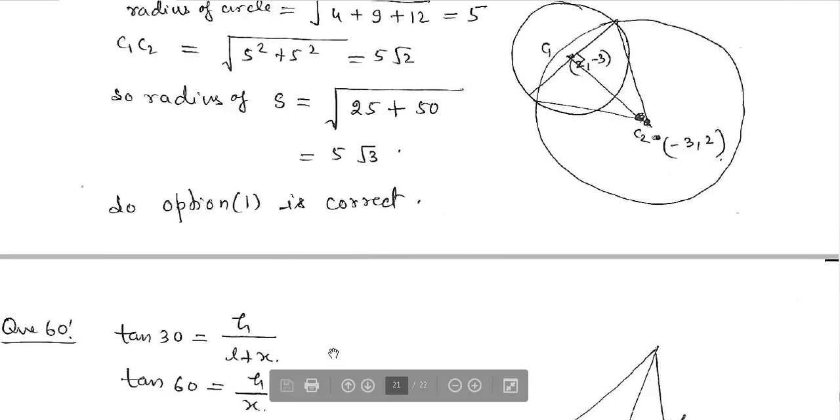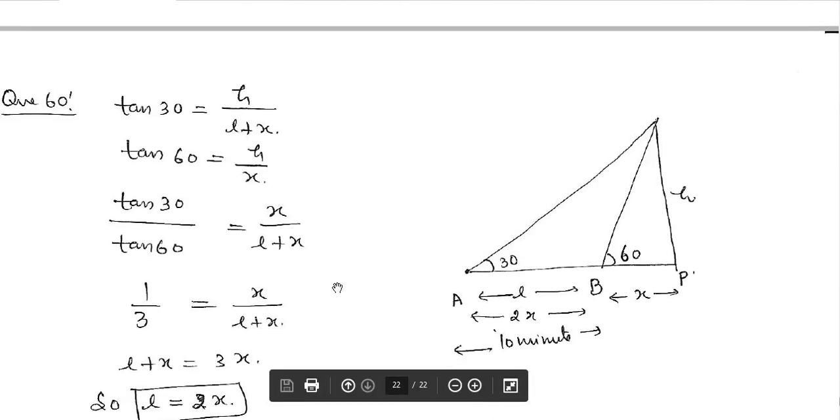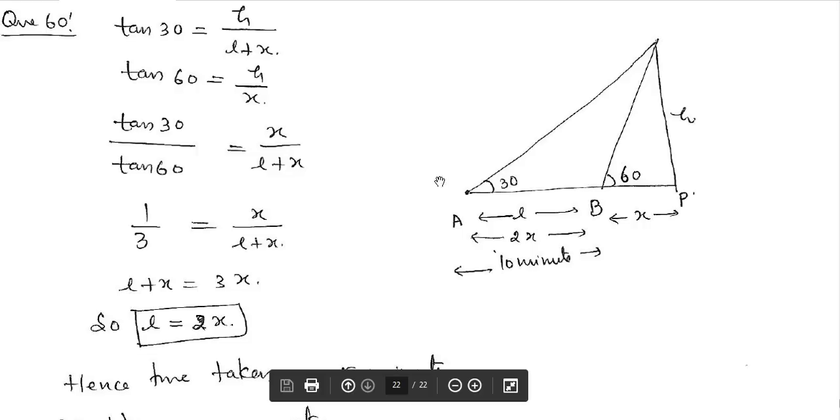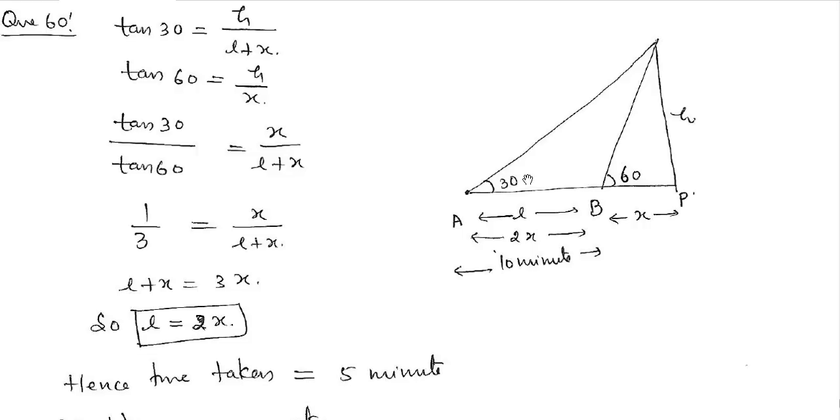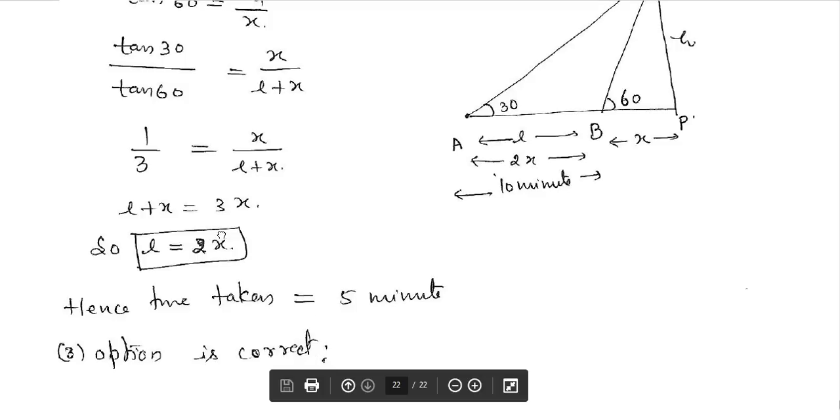That is 5 root 3. In question number 60, we can take tan 60, tan 30 and tan 60 relations: tan 60 is h upon l plus x, tan 60 is h upon x. We divide this by this, we get x, this relation. Tan 30 is 1 upon root 3, tan 60 is root 3, so this would be 1 by 3. On simplifying we will get l equal to 2x.